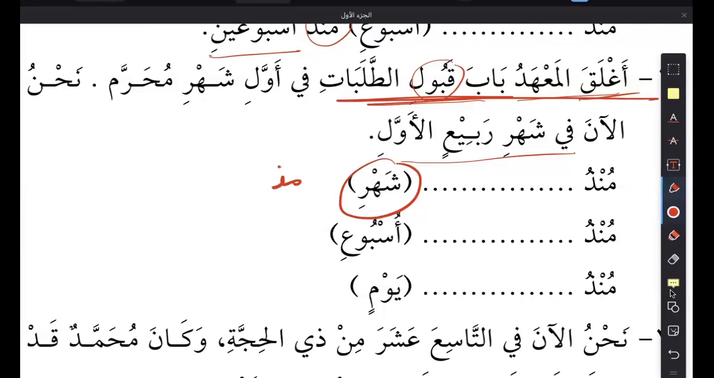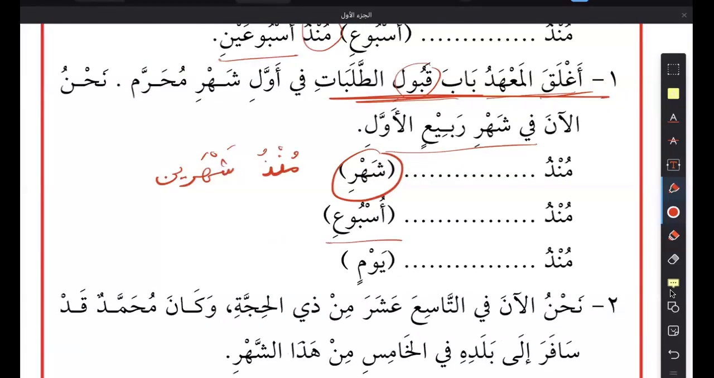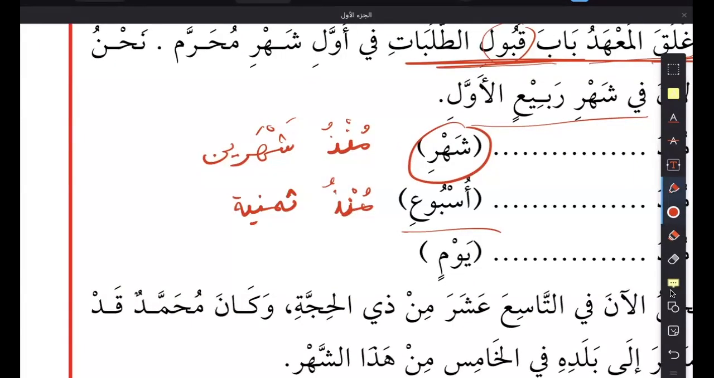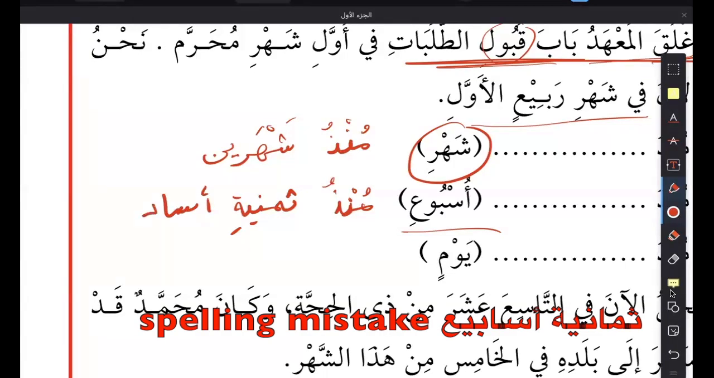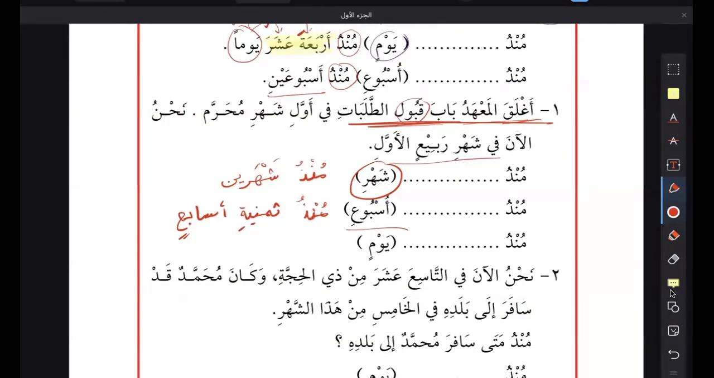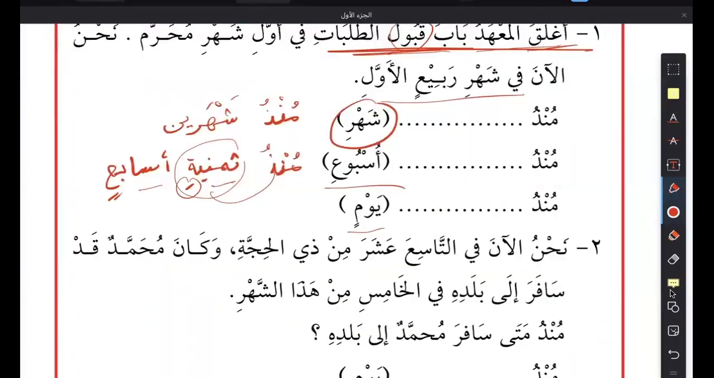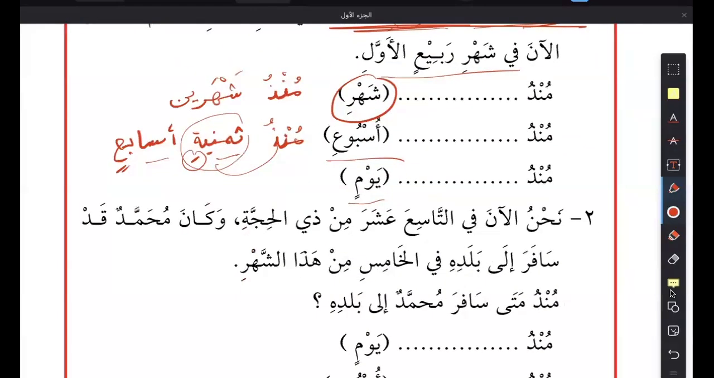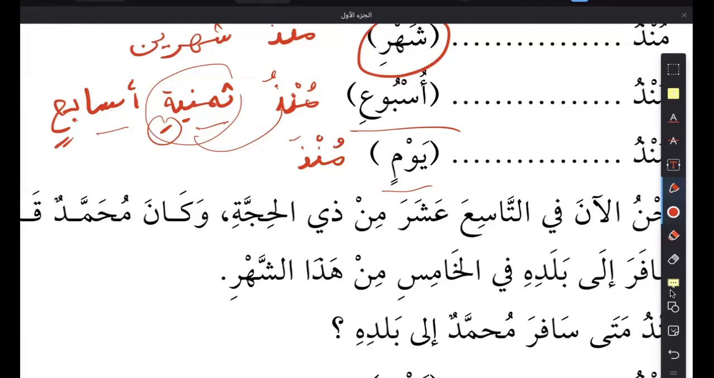So you say منذ شهرين. So in terms of weeks, what are you going to say? How many weeks? So 4 times 2 is 8. Okay, so you can say منذ ثمانية أسابيع. Since 8 weeks. It's going to be 60 days. Okay, so you can say منذ what? How do you say 60?